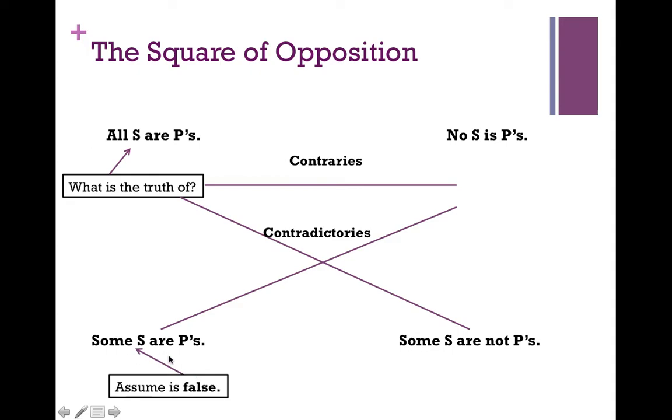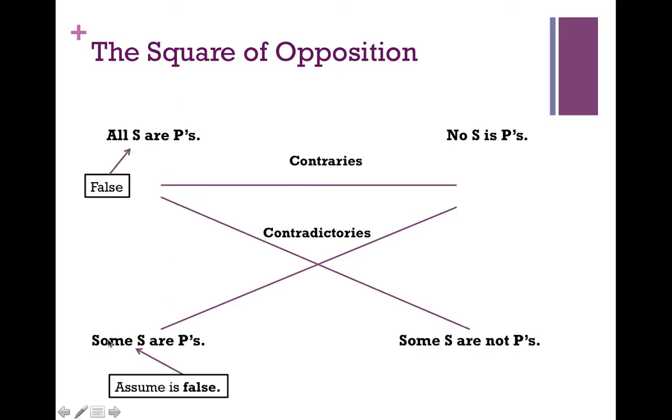But remember what I said, if this is false, then what does that mean about this statement up here? Well, that must be true. If some S is P is false, then the statement at the other corner from it must be true. And if no S is P is true, can it possibly be the case that all S are P? And the answer to that is no. And so if this is false, we can know with certainty that the statement above it is false.